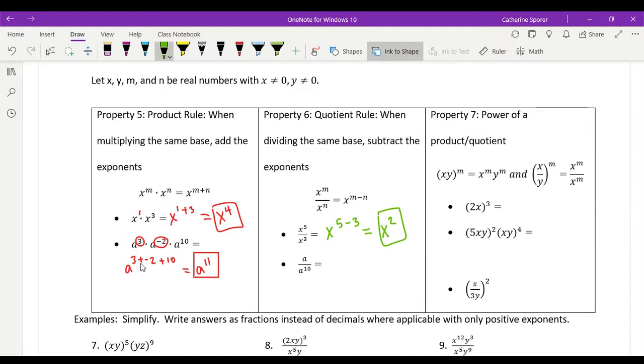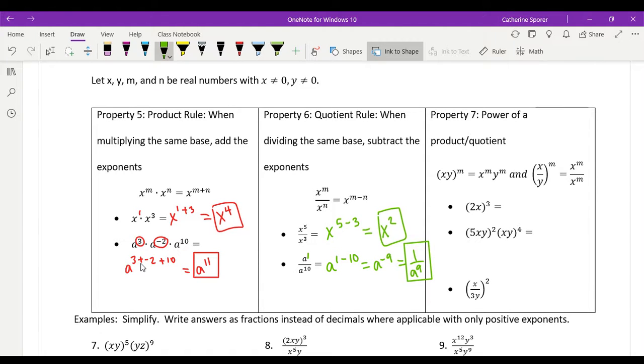Or a to the 1, a over a to the 10, is a to the 1 over a to the 10. So we'd subtract a to the 1 minus 10, which is a to the negative 9. That's written as a negative exponent, so we would flip it on a fraction, 1 over a to the positive 9.